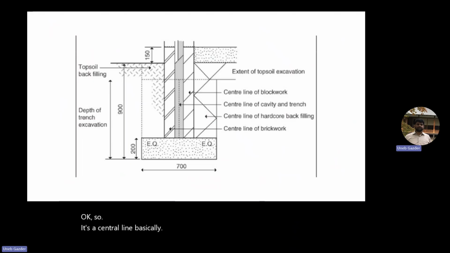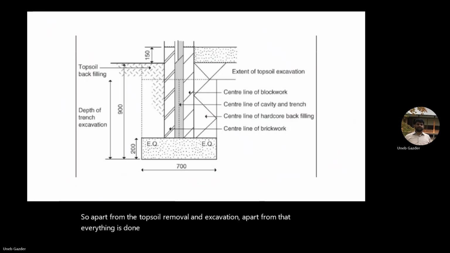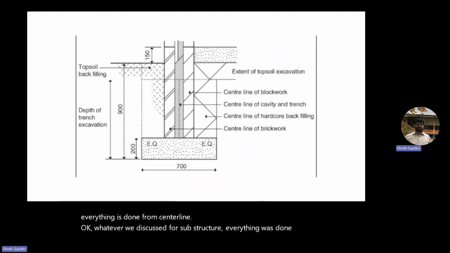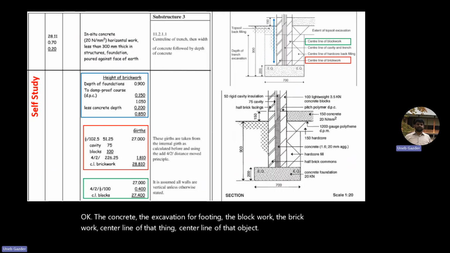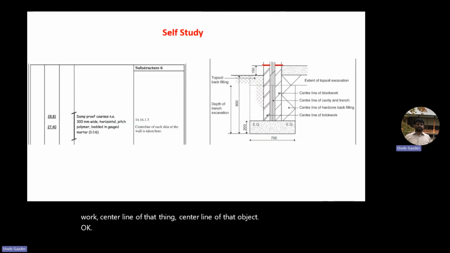So apart from the topsoil removal and excavation, everything is done from the center line. Whatever we discussed for substructure, everything was done for the center line: the concrete, the excavation for footing, the block work, the brick work. Center line of that object. So we did all that.